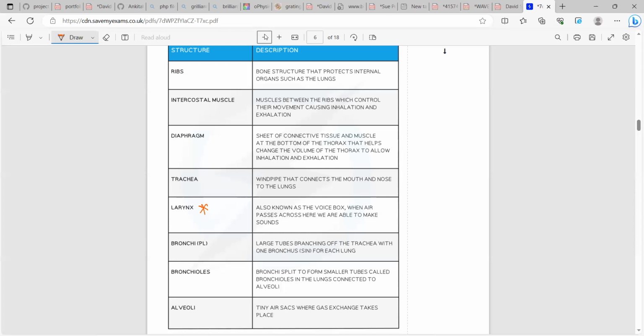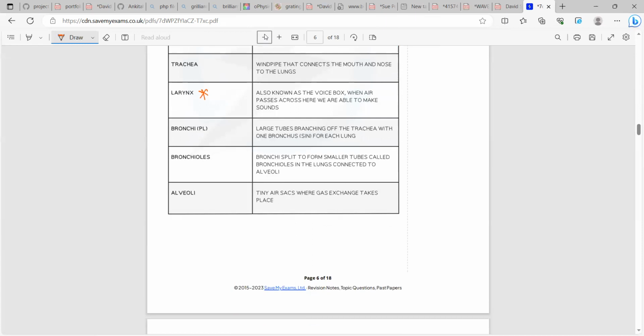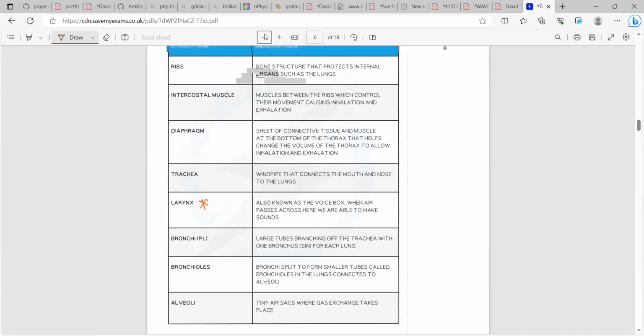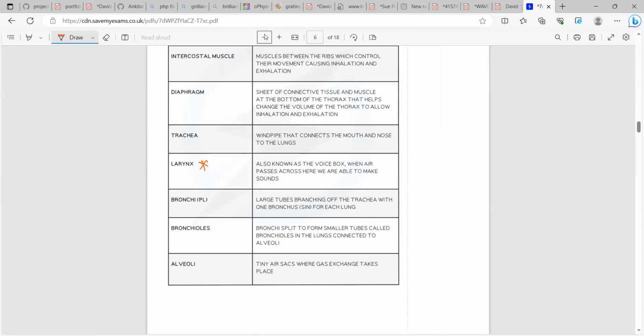And then we have the bronchi, large tubes branching off the trachea with one bronchus for each lung. And then after the bronchus, we have the bronchioles. They're just tiny tubes. Okay, the bronchi split to form smaller tubes called bronchioles in the lungs connected to the alveoli. And then the alveoli, these are tiny air sacs where gaseous exchange takes place. So you must be able to know the functions of each of these parts.